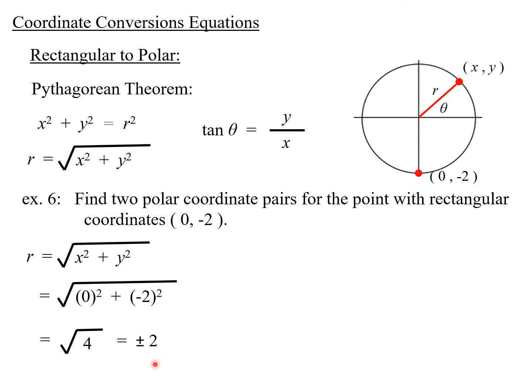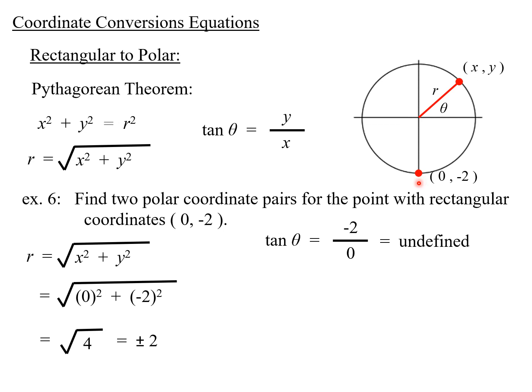Now to find the direction, we're going to take tangent is y over x. And I get negative 2 over 0. Oh, problem. Negative 2 over 0 is undefined. So that is not going to yield an answer in our calculators. So we're going to have to do this a different way. But we're just going to have to pay attention to where this is. This is actually right here. 0, negative 2 is right here.